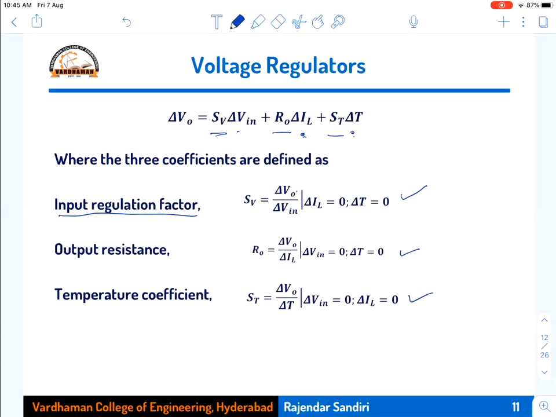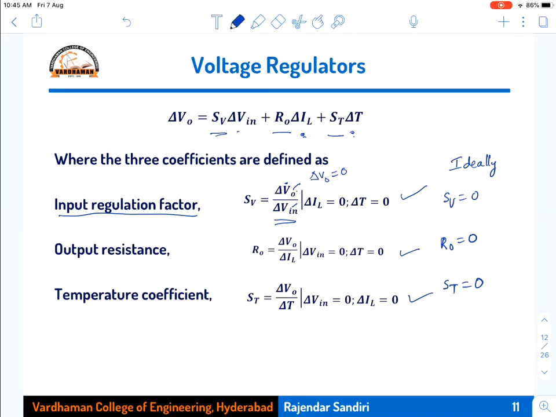So what should be the values of these stability factors? Even with this delta V naught divided by delta V in, even if V in changes, your V naught should not change. That means your delta V naught is expected to be 0. So ideally, what should be the values of SV, R naught, and ST? SV should be 0, meaning delta V naught should be 0. R naught also should not vary; delta V naught should be 0 even though IL changes. So it is 0. ST should be 0. That means ideally all three coefficient values should be 0. Then only we can say that the output voltage is constant and does not depend on input voltage, temperature, and IL.